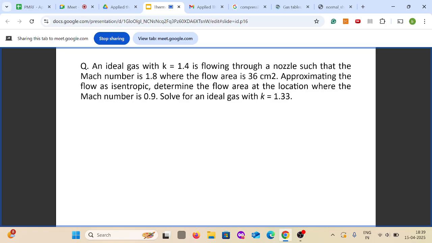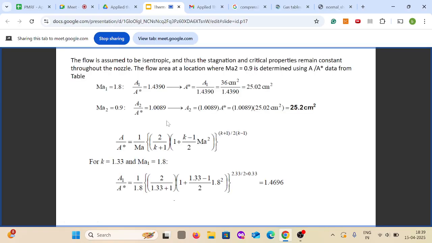So what is given is, we know the gamma for the fluid is 1.4 and the area where the Mach number is 1.8 is 36 centimeter square. So we need to find out the area where the Mach number is 0.9. For that we'll use the area ratio using the throat area as the reference to find out the other area. So we'll take two conditions.